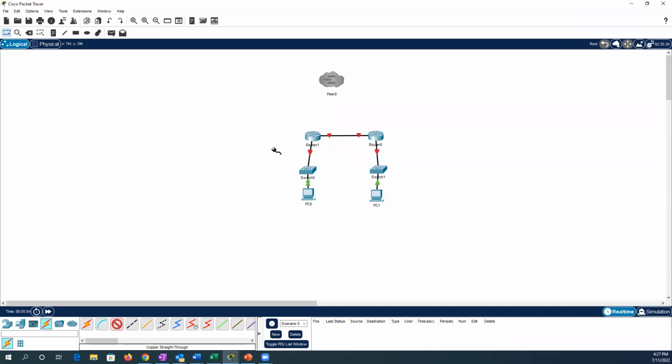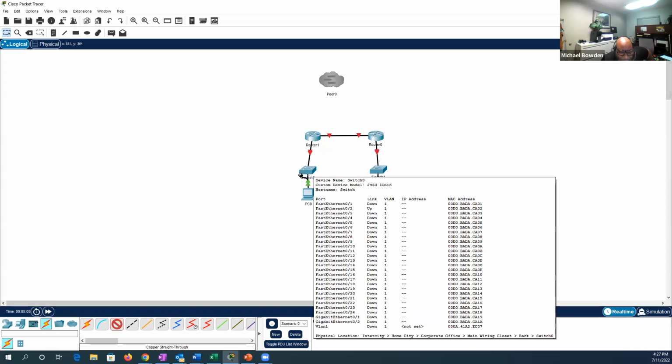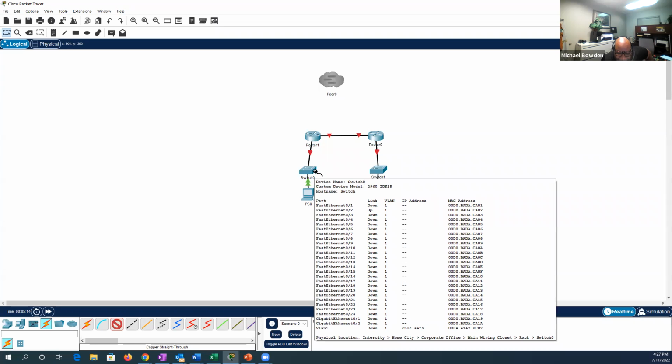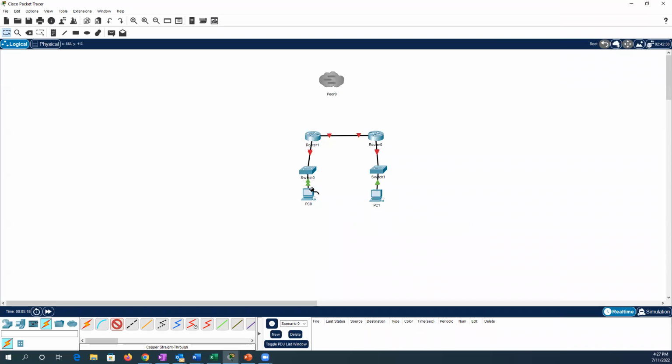You've got to make sure that your management IP address on your switch is also set up. It has an IP address, and then you have a separate command for the default gateway on the switch. So that's how it gets out, to get to the router.